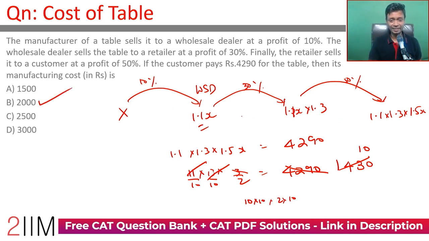This way of writing the equation, you should know. 10% more, 1.1x, 30% more, 1.3 times that, 50% more, 1.5 times that whole number. That's equal to 4290. Solve for x. Very regular question. You should do this really quickly. You should have done hundreds of questions similar to this.